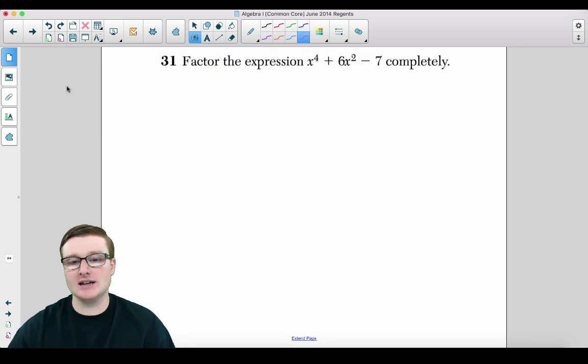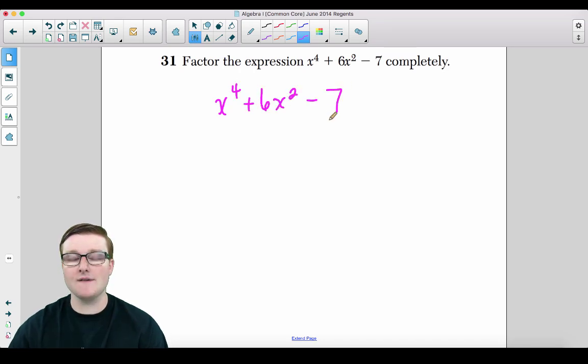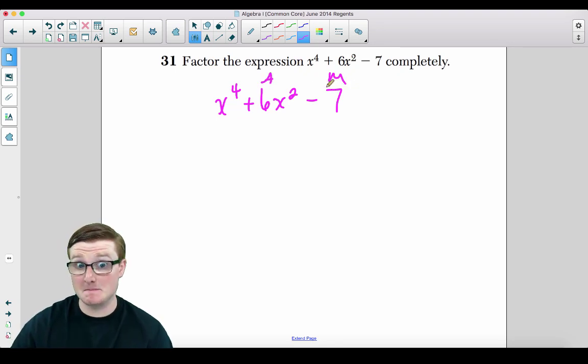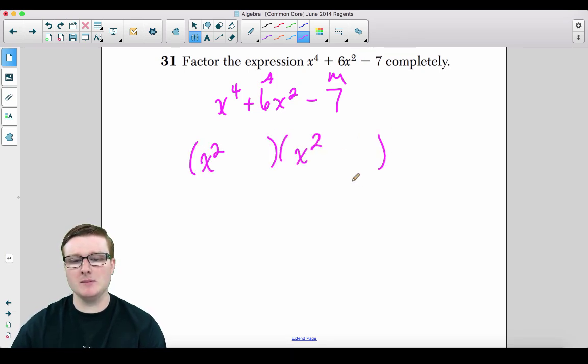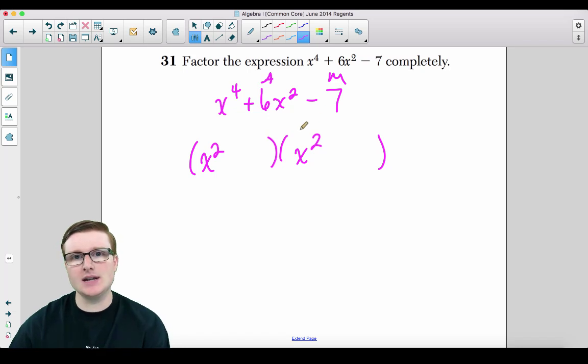Factor the expression x to the 4th plus 6x squared minus 7 completely. So, what we're going to do is factor by the AM method. What adds to 6 and multiplies to give you -7? Well, that will give you x squared and x squared. Remember that you set up your double bubble. What adds to 6 and multiplies to give you negative 7? That's minus 6 and minus 1.